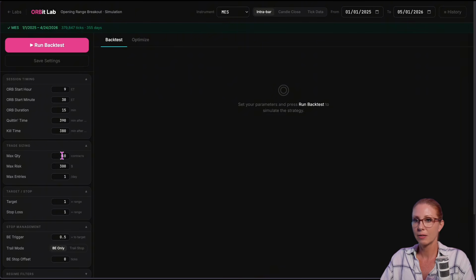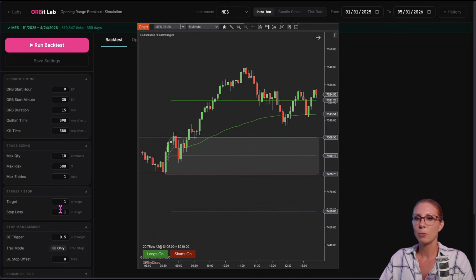It's going to be less than 10 anyway. But that's what that's for. And this is a really important part of this strategy. We're not just going to take one every single day and hope this works in the long run. The target and stop loss is going to be 1 times the range. And this isn't very much, I know, but I think we'll get into later why I use this.